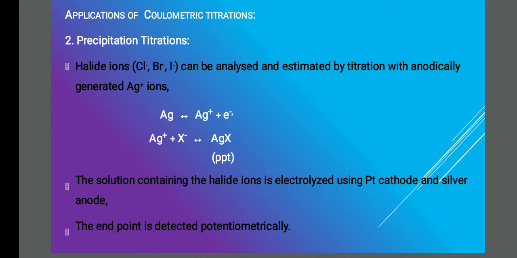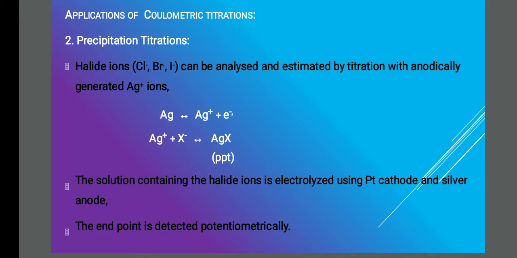So it's clear. I'll repeat. Halide ions such as chloride, bromide as well as iodide can be analyzed and estimated by titration with anodically generated Ag+ ions. Because silver is acting as the anode, the anodic reaction is Ag gives Ag+ plus an electron, and this Ag+ reacts with the halide ion to give AgX, silver halide, which is precipitated. The solution containing the halide ion is electrolyzed using a platinum cathode and silver anode, and the end point is detected potentiometrically. So this is precipitation titration.